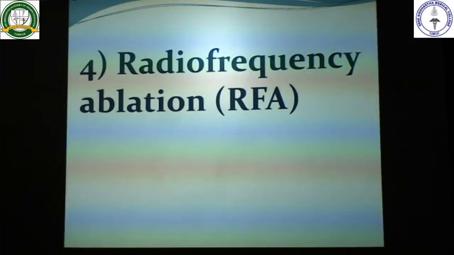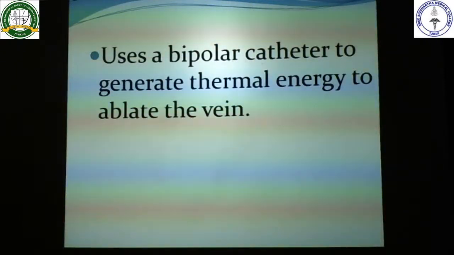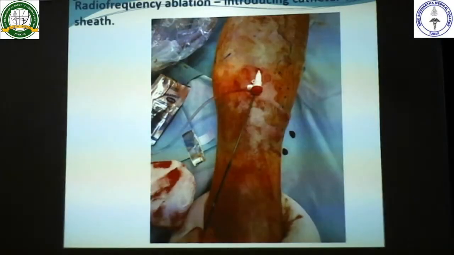Then radiofrequency ablation is the fourth one. Here it uses a bipolar catheter to generate thermal energy to ablate the vein. Okay, in the previous entity, laser energy was used; here, thermal energy is used. This image shows the radiofrequency ablation, and by a catheter they will do it.